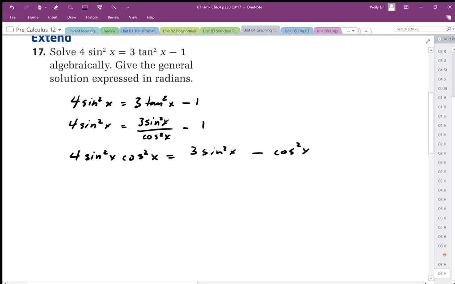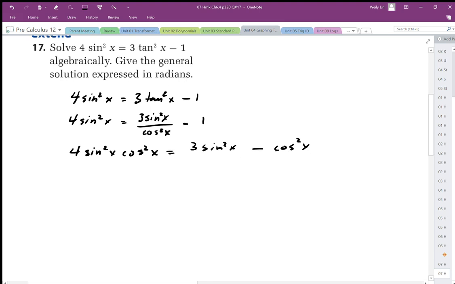So at this point we're going to convert this cos squared into 1 minus sine squared x. Okay, and then on the right hand side this ends up being 4 sine squared x minus 1.